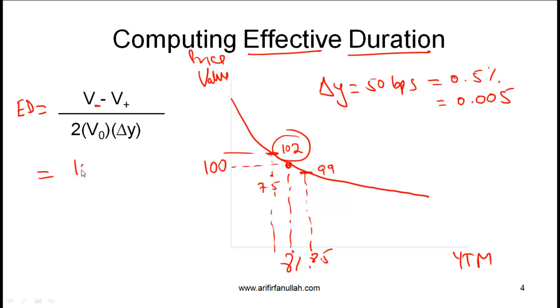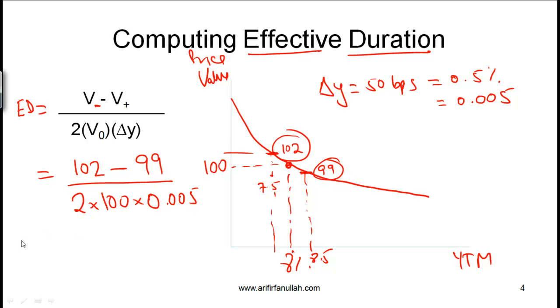So V minus is 102 minus V plus, which is the value of the bond when the interest rate is increased by delta y. In our example, that's the 99. So 102 minus 99 over 2 multiplied by V naught, which is the original value of the bond, 100, times delta y, where delta y is expressed as a decimal. So as a decimal, delta y is 0.005. You solve this and you will get your effective duration is 3.